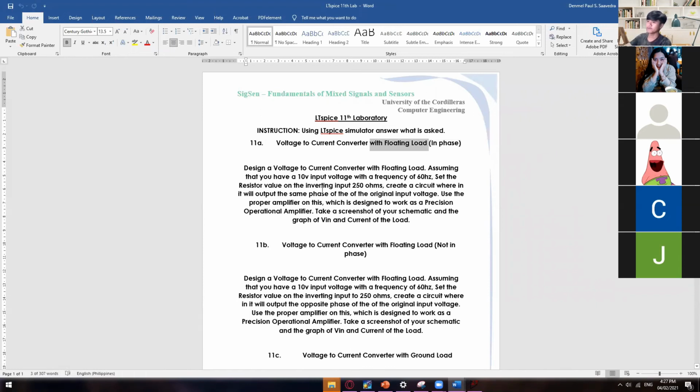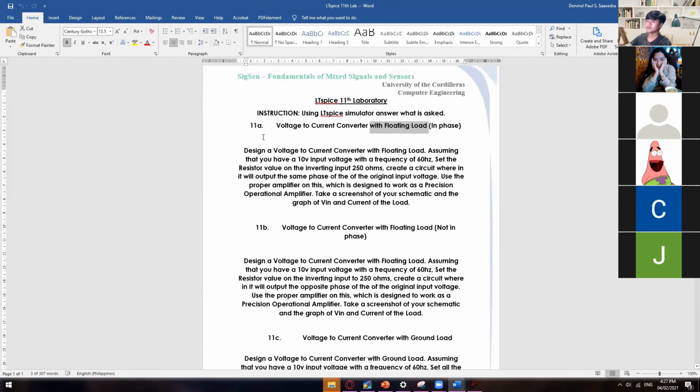So we have 3 questions in here. For the first two, 11A and then 11B, the only difference is in phase and not in phase. Again, if it's in phase, whatever is the input, it should output the same waveform. So positive, positive also. But if it's not in phase, it's the opposite.